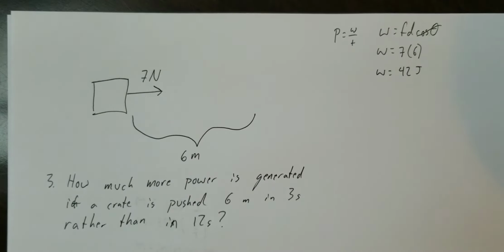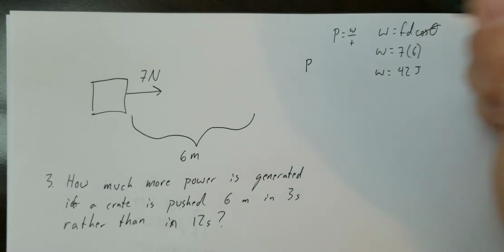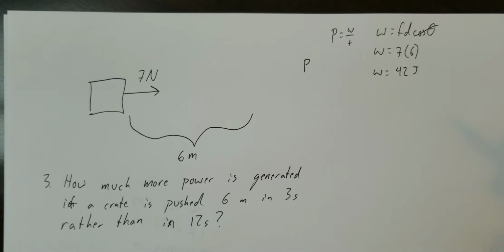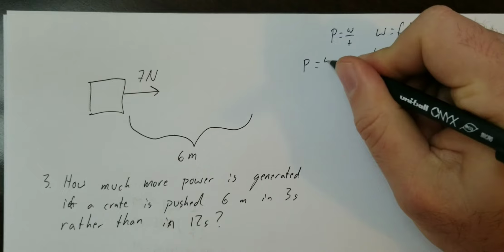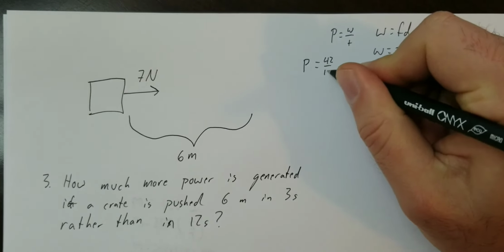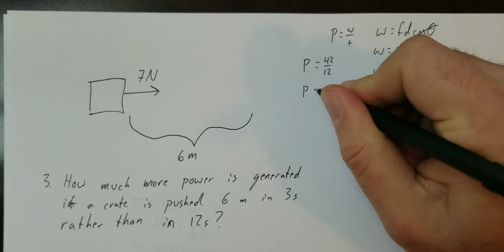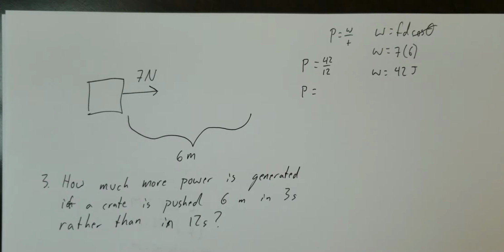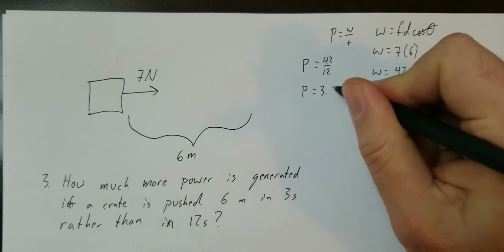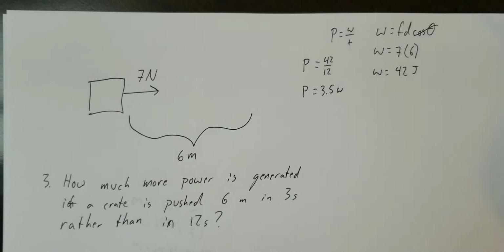Now let's calculate that power. If we push it in 12 seconds, power equals the work, which is 42, divided by 12. So the power is, do the quick calculation, 42 divided by 12 gives us 3.5 watts.